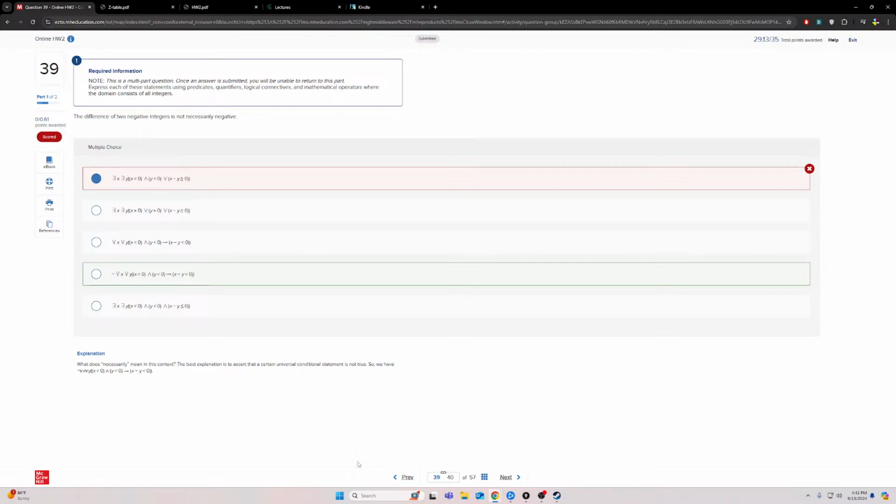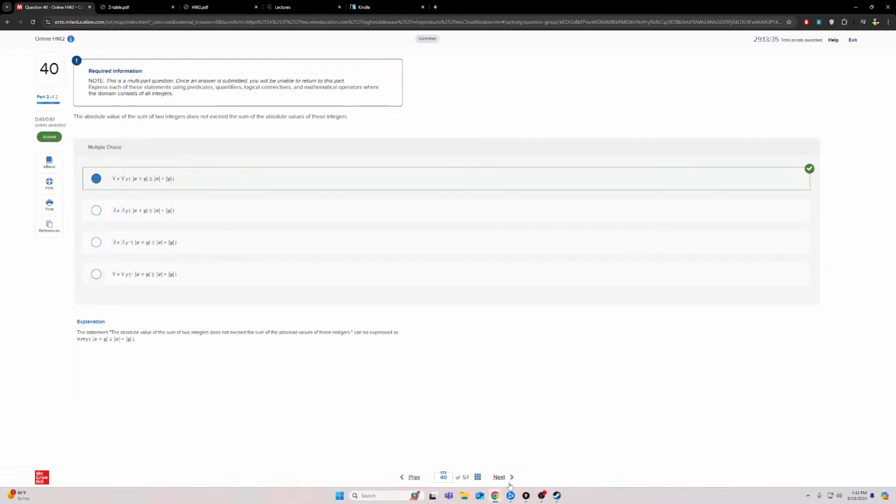Oops, there was one. I got a little confused with this one too, didn't I? What isn't necessarily? Not necessarily negative. This explanation is to assert that a certain universal condition is not true. Okay. So necessarily means that one of the universal conditions can't be true. Okay, that makes sense then.